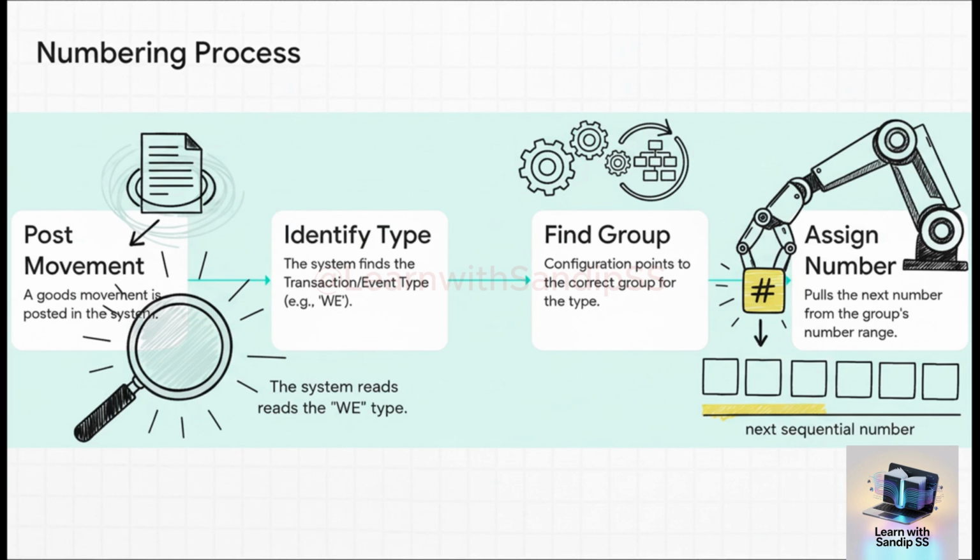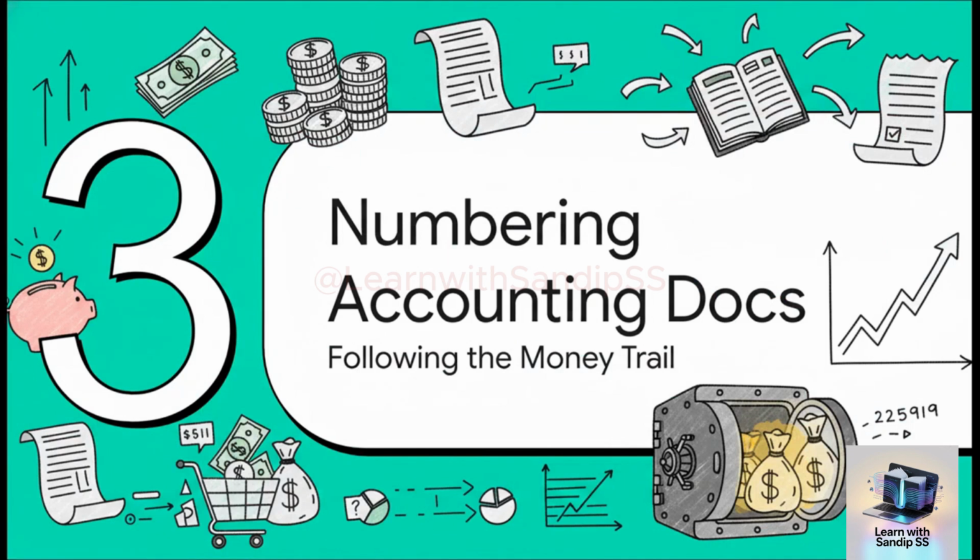It's simple, it's fast, and it's completely foolproof. Okay, so we've got the physical side, all tracked and numbered. Now, it's time to follow the money. Remember, if a goods movement has any financial value, it has to create an accounting document. And just like its partner, the material document, this one needs its own unique number from its own special sequence.